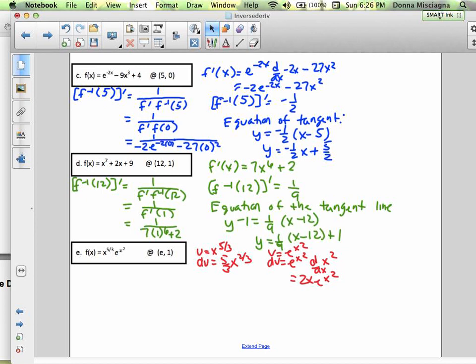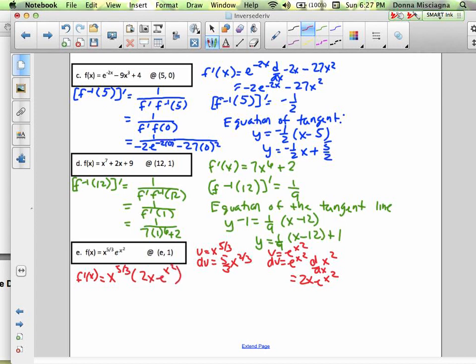Okay. All right, so let's find our derivative. So f prime of x equals the first, which is x to the 5/3, times the derivative of the second, which is 2x e to the x squared, and then plus the second, which is e to the x squared times the derivative of the first. So plus 5/3 x to the 2/3 times e to the x squared.